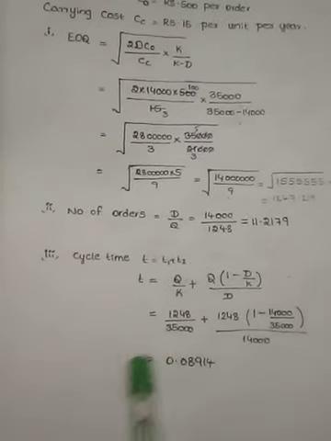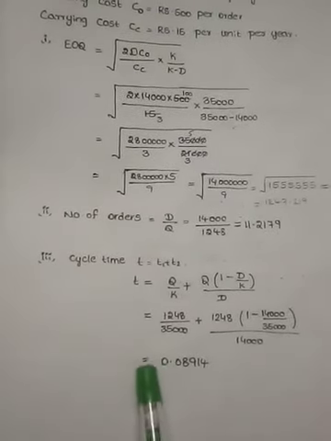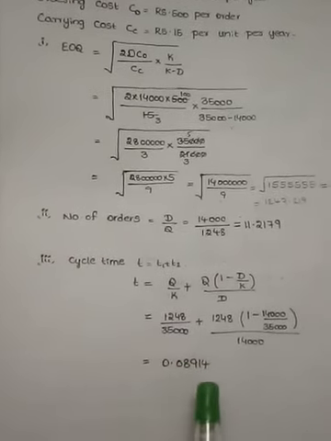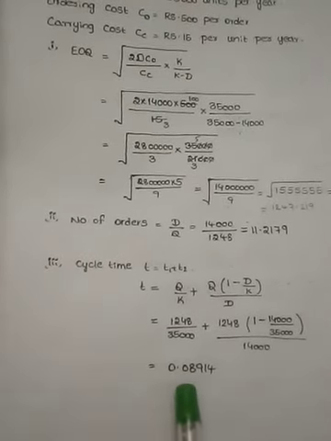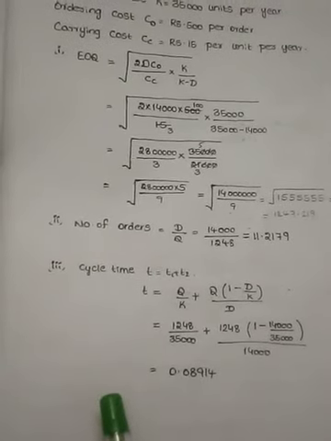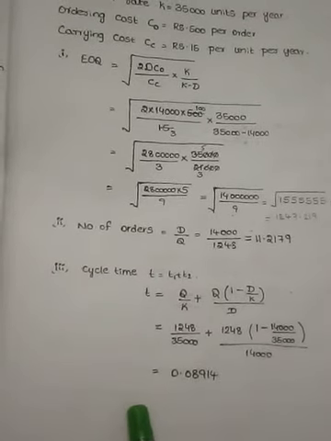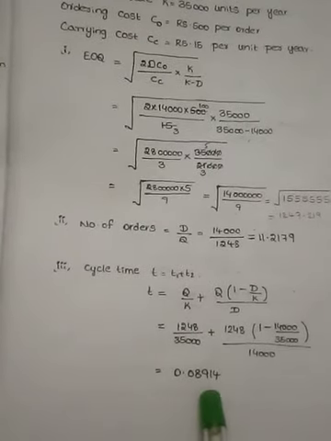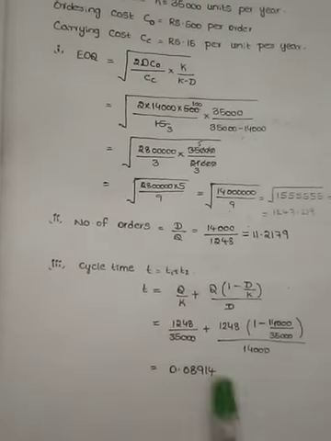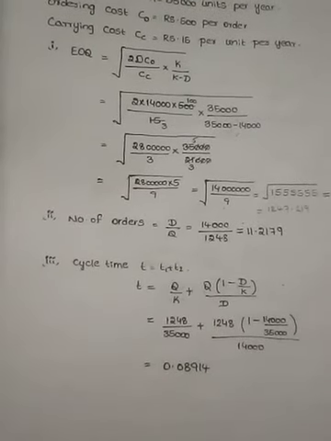By calculation, we get the value 0.08914. We get the cycle time, that is 0.08914. Hope you all understand this concept.